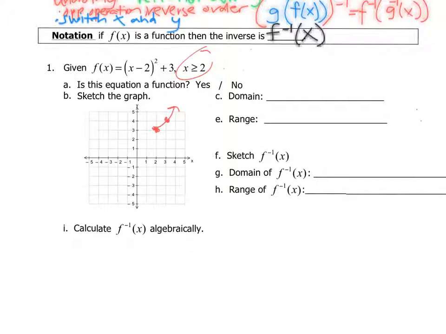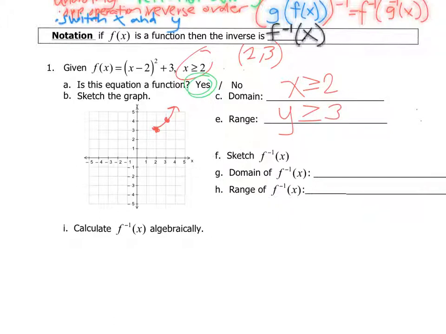Okay, so your graph should be restricted to here. It's only when x is greater than 2. It is a quadratic function with a vertex at 2, 3, opening up. So is this graph equation a function? Yes, it is. It passes the vertical line test. The domain is, well, it's part of our restriction. If it was just a quadratic, it would be all real numbers, but this is only when x is greater than or equal to 2. And then our range is when y is greater than or equal to 3, because that's our vertex.